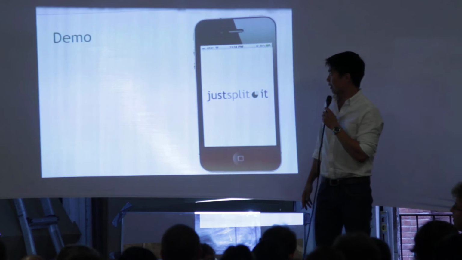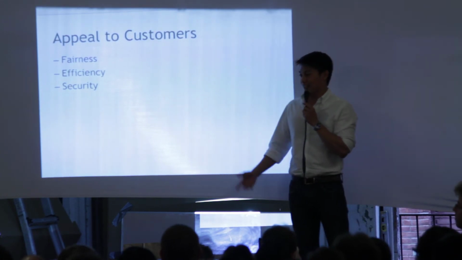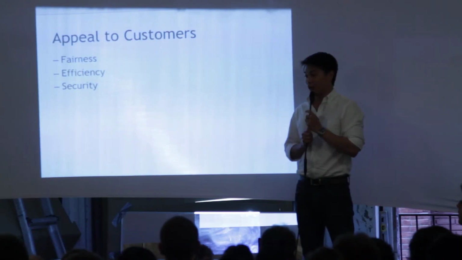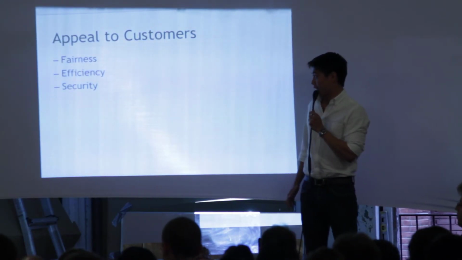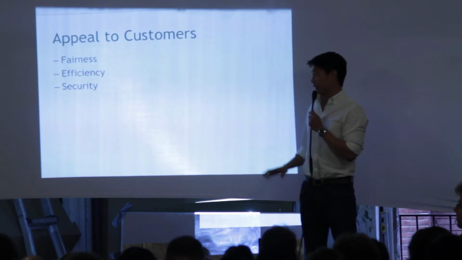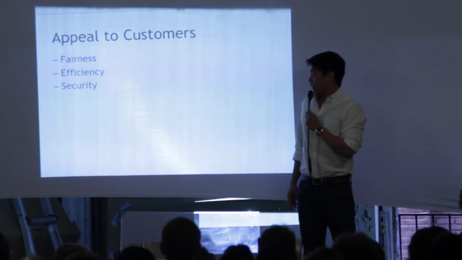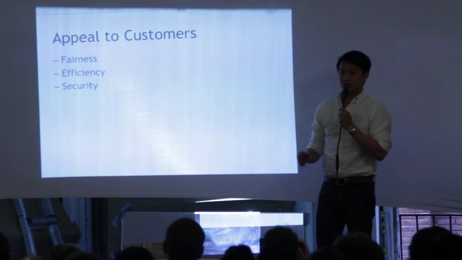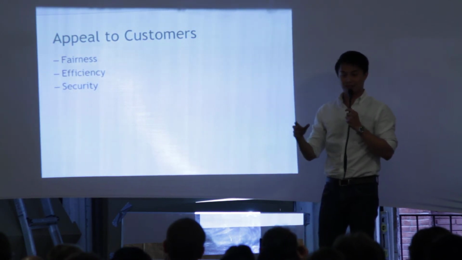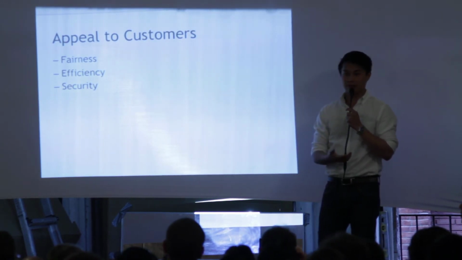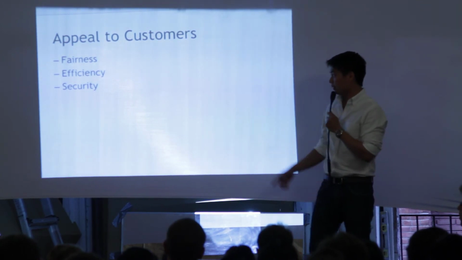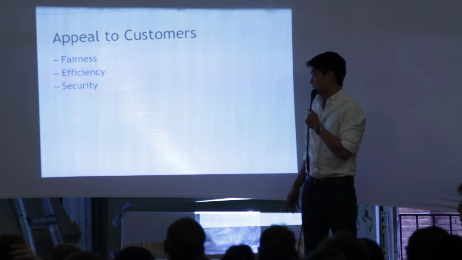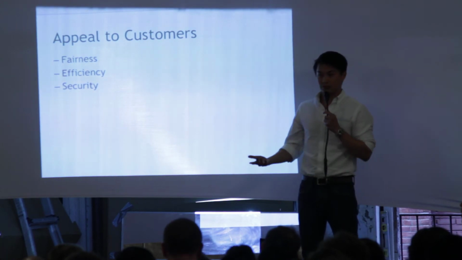So how does this appeal to customers? Firstly, it's fair. You can click what you've eaten and what you've drank, and it calculates it for you. It's also efficient: by paying online, you get the bills, put in the code, and then leave, and you don't have to wait. For security, the credit cards are verified and stored on our servers, and that prevents credit card fraud.